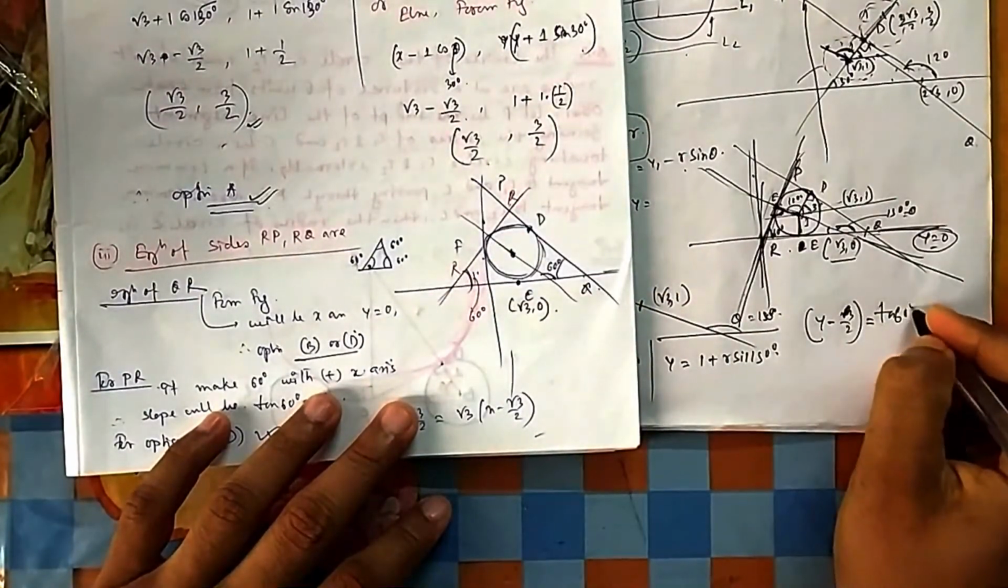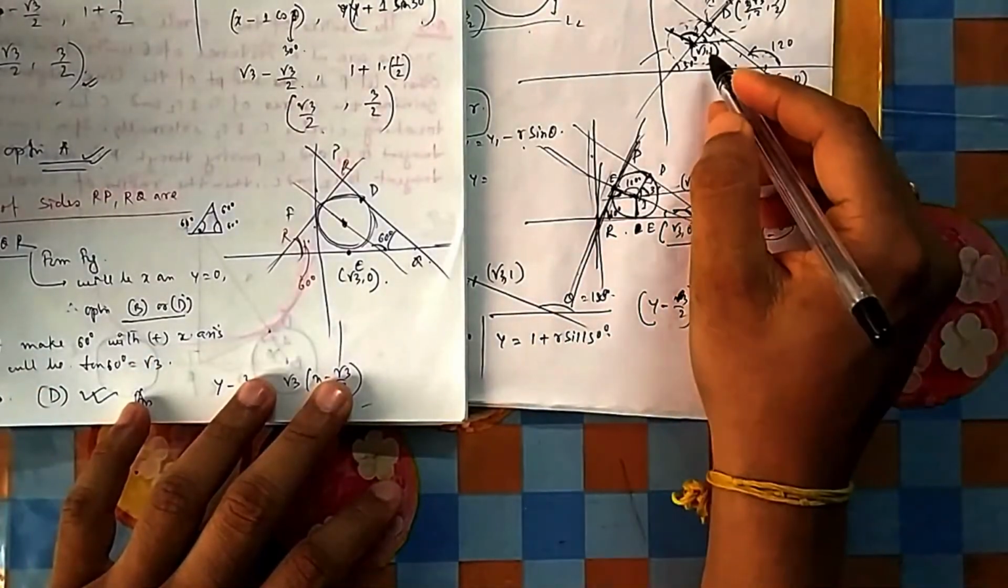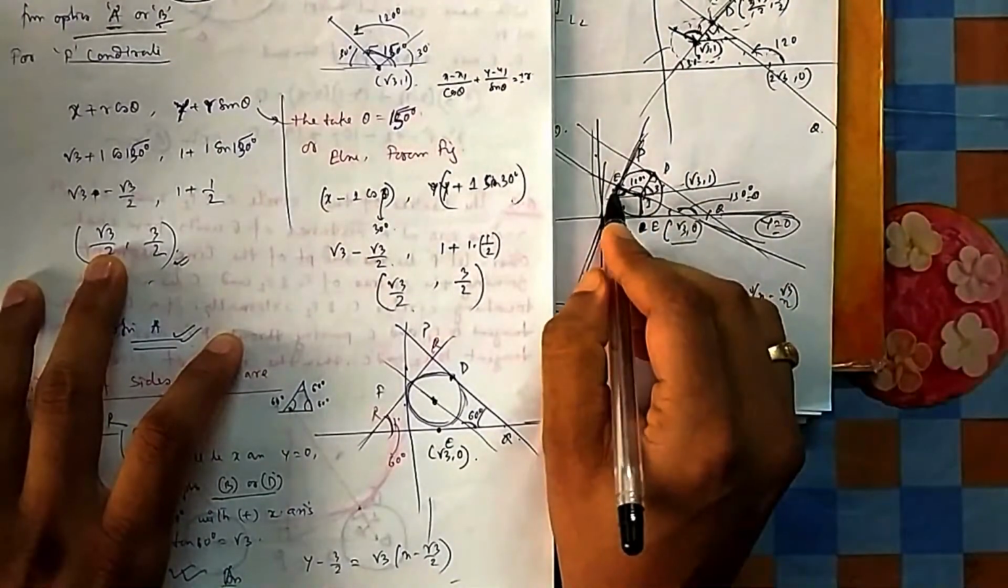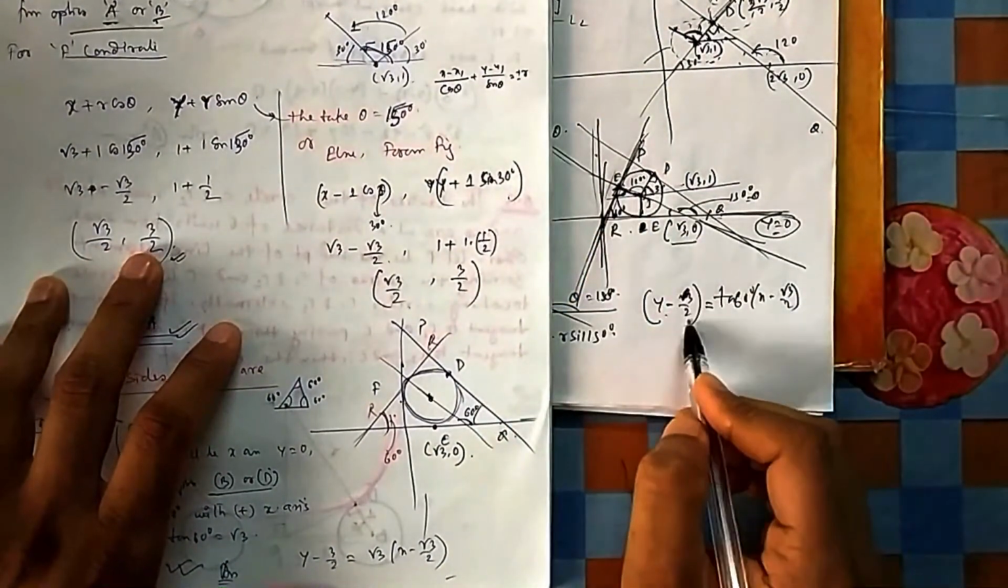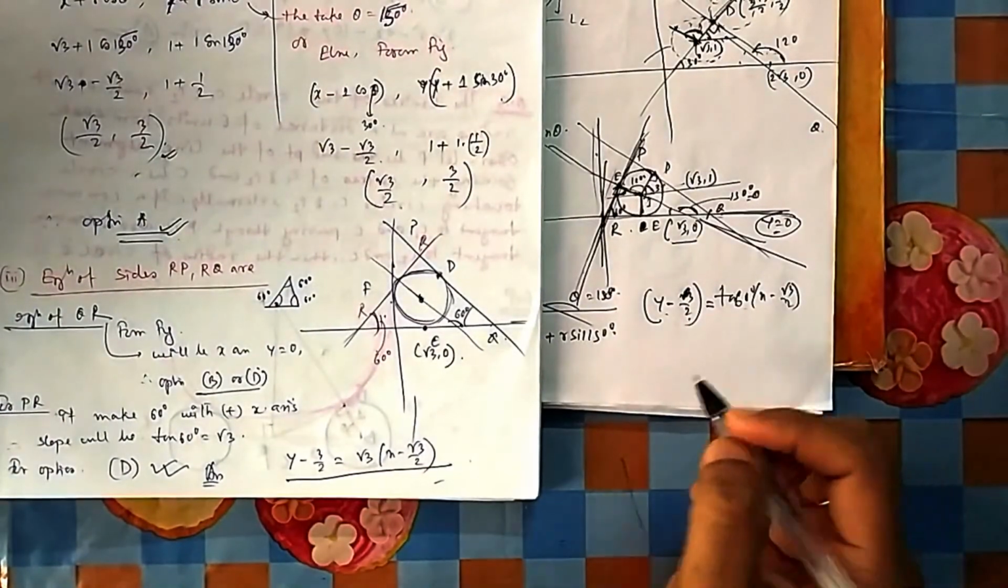So it is tan 60 into x minus x1. What is your x1? x1 is root 3 by 2, because this is the coordinate of the point, root 3 by 2 comma 3 by 2. y minus y1 equals tan 60 times x minus x1. So if we apply this, this is the line. So that is your option D.